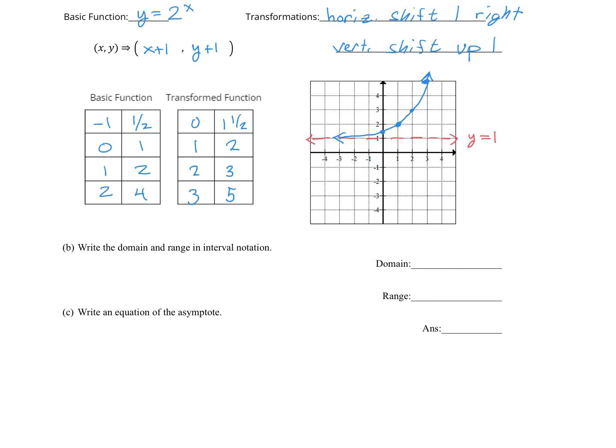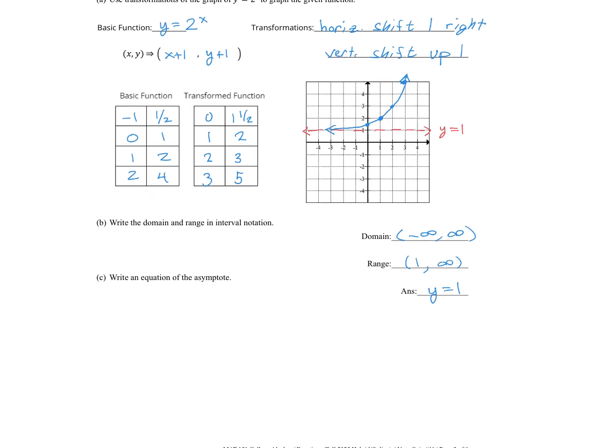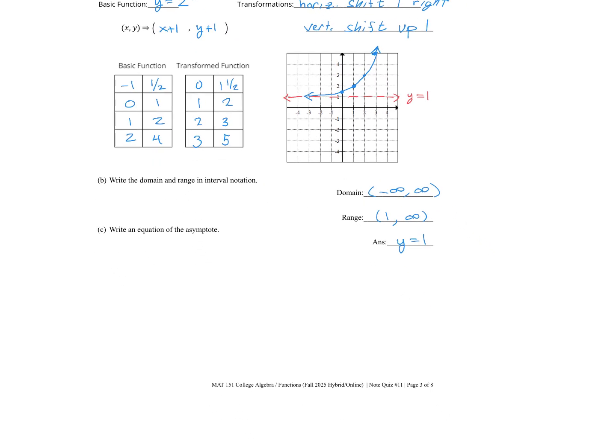And now we can answer all these lovely questions about the graph. Again, the domain is all real numbers because it's exponential, so -infinity to infinity. The range this time starts at 1 and goes up forever, not including the 1. And again, our horizontal asymptote is y equals 1. So that is how we graph an exponential function using transformations. Let's now move on to the next page.